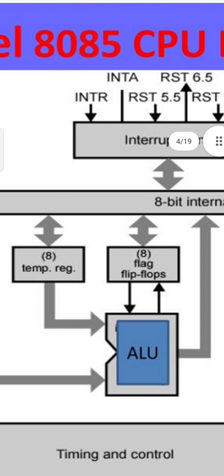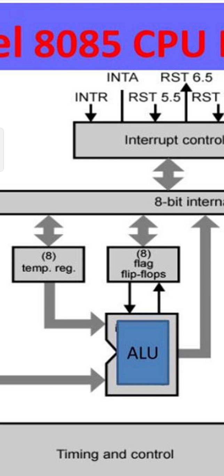So what does an ALU do? ALU is nothing but the arithmetic logic unit. The basic function of the arithmetic logic unit is to do all the arithmetic operations like addition, subtraction, increment or decrement, then bitwise operations, and all logical operations are done in the arithmetic logic unit.